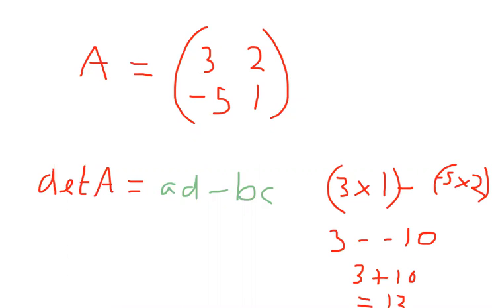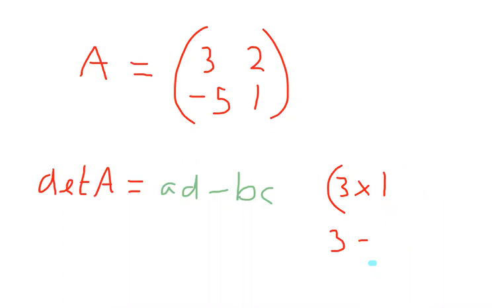So yeah, finding the determinant of a 2 by 2 matrix is very easy, as I've just shown. But now it's going to start getting more complicated when we move on to how to do it for a 3 by 3 matrix, and I'll show you how to do that now.